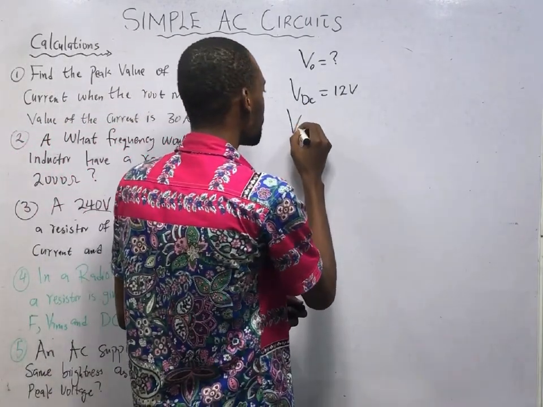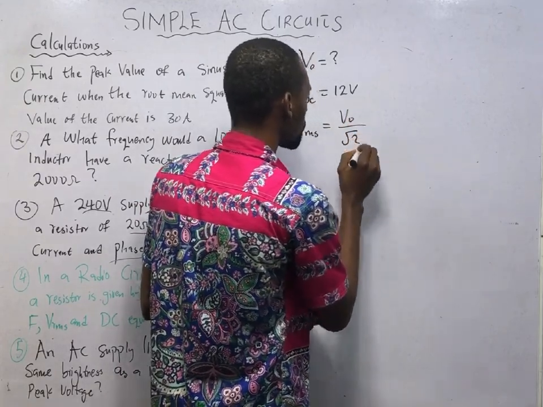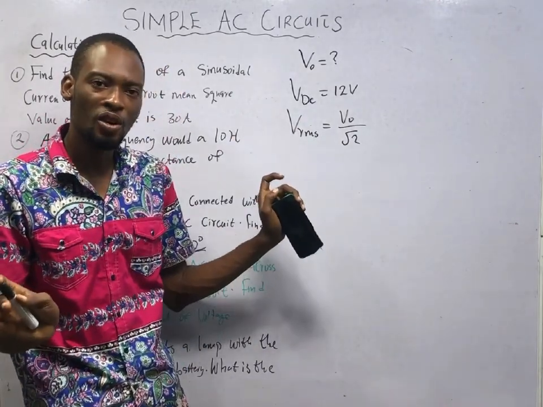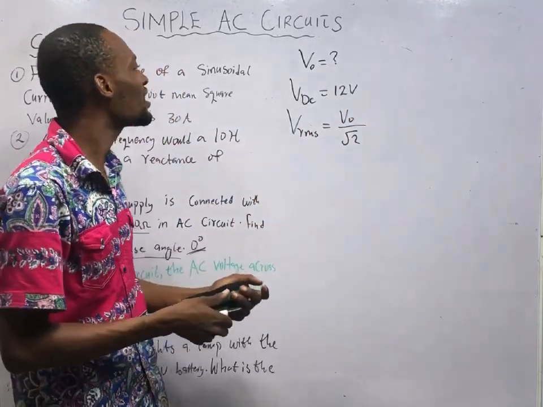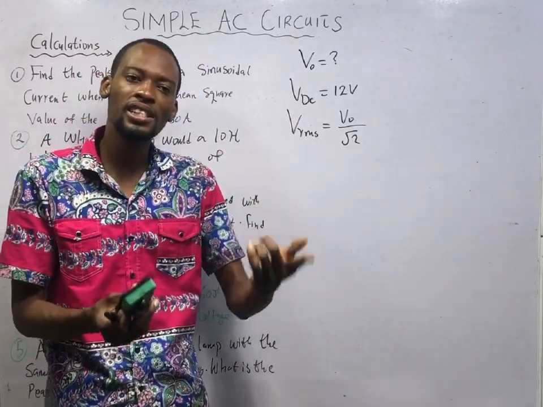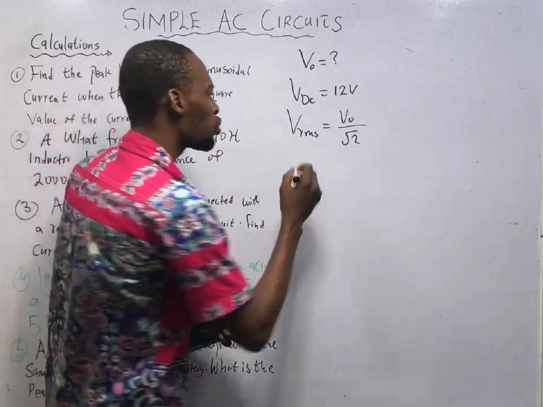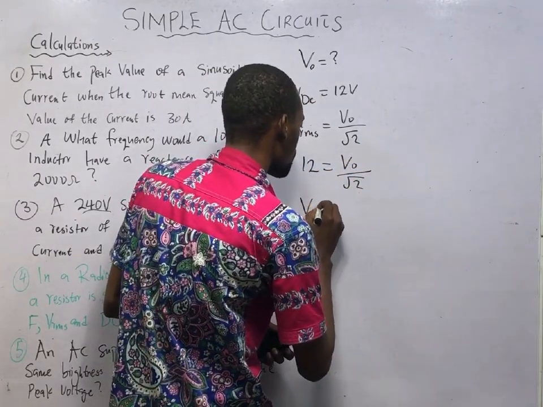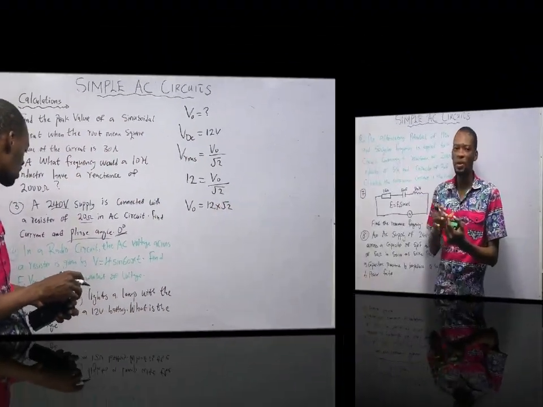Remember, V root mean square equals V naught over root 2. This root mean square value of voltage is the DC equivalent of the voltage. In an AC circuit, when you are given a DC value, it is simply the root mean square value. DC current, I root mean square. DC voltage, V root mean square. So 12 volts equals V naught over root 2. V naught is simply equal to 12 times root 2. So that is the peak value.